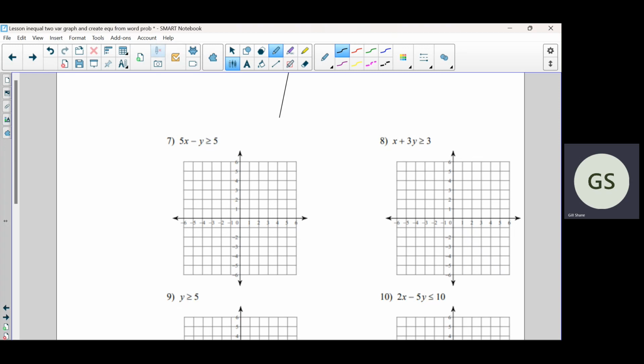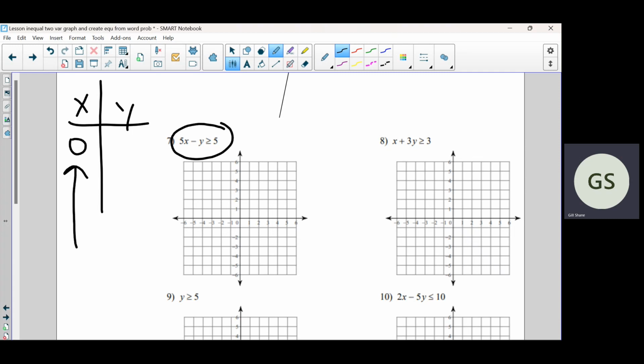So what we said we could do is create a table of x and y values. Always start with 0, because that typically will make our math easier. For this particular inequality, I want to make the left side equal to the right side. Well, what if x was 0? If x was 0, what would y need to be to make the left side equal the right side? That's basically what a table of values is doing.